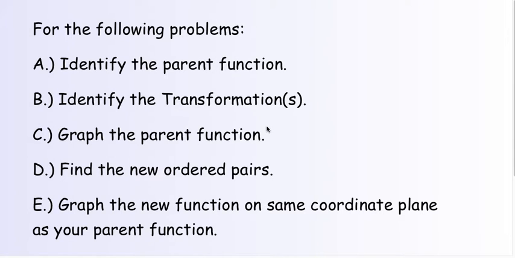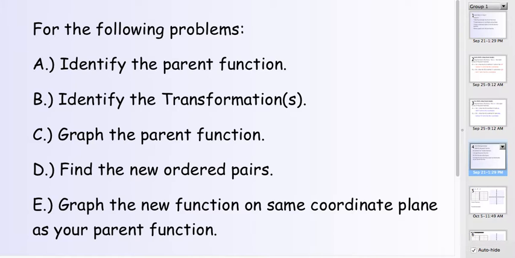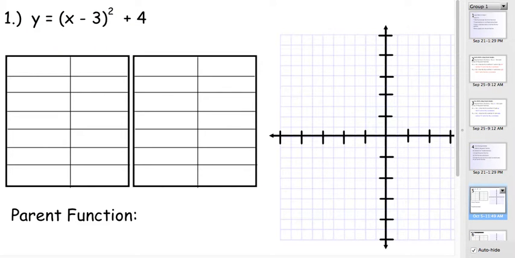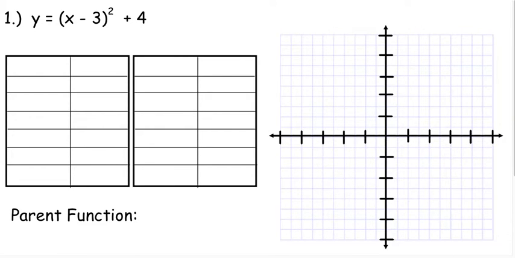On graphing transformations, we're going to graph the parent function and identify the transformations that exist. We'll graph the parent function and the new function on the same coordinate plane. So here's our first example. We have the equation y equals (x minus 3) squared plus 4.